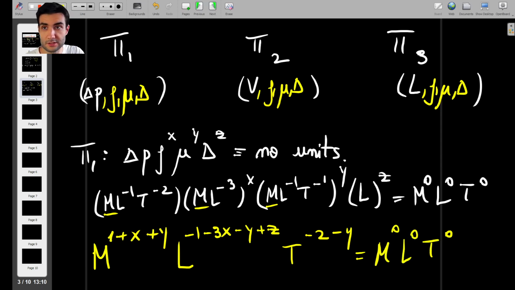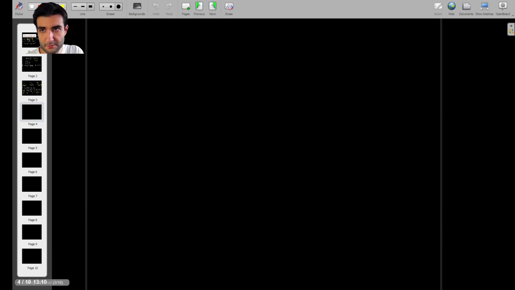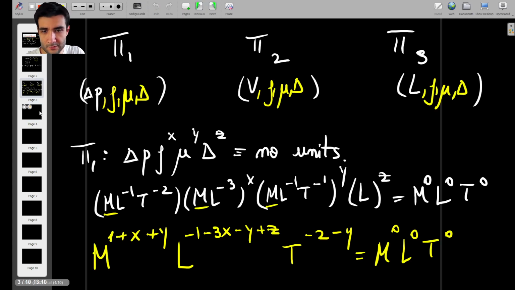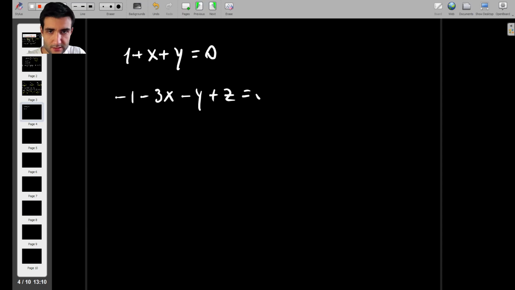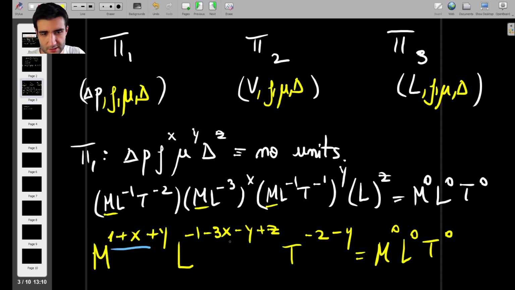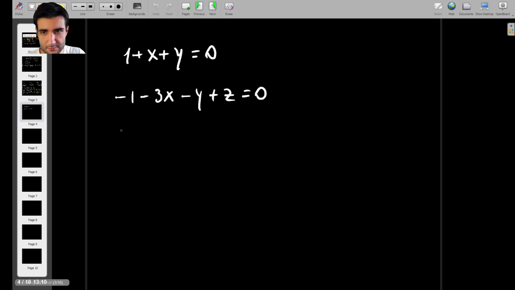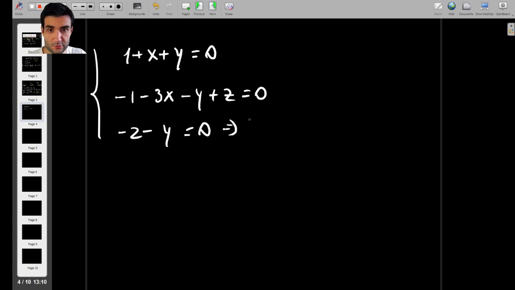So now we compare the powers. And we have for M, 1 plus x plus y is equal to 0. Then we have minus 1 minus 3x minus y plus z is equal to 0, right? So what I'm basically doing is I'm saying this is equal to this, and this is equal to this. So 1 plus x plus y is equal to 0. This thing is also equal to 0. And finally, minus 2 minus y is equal to 0. So the last one is the easiest to do.